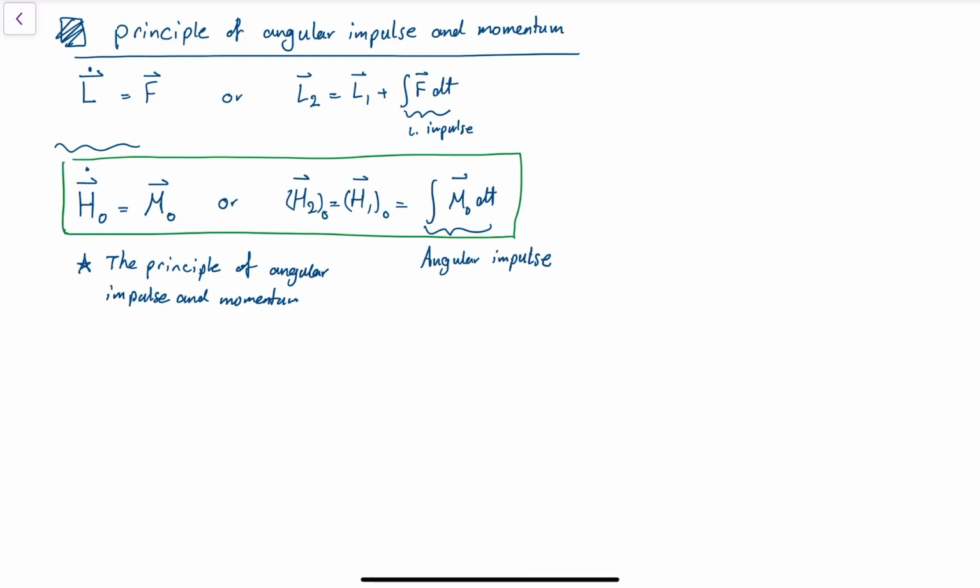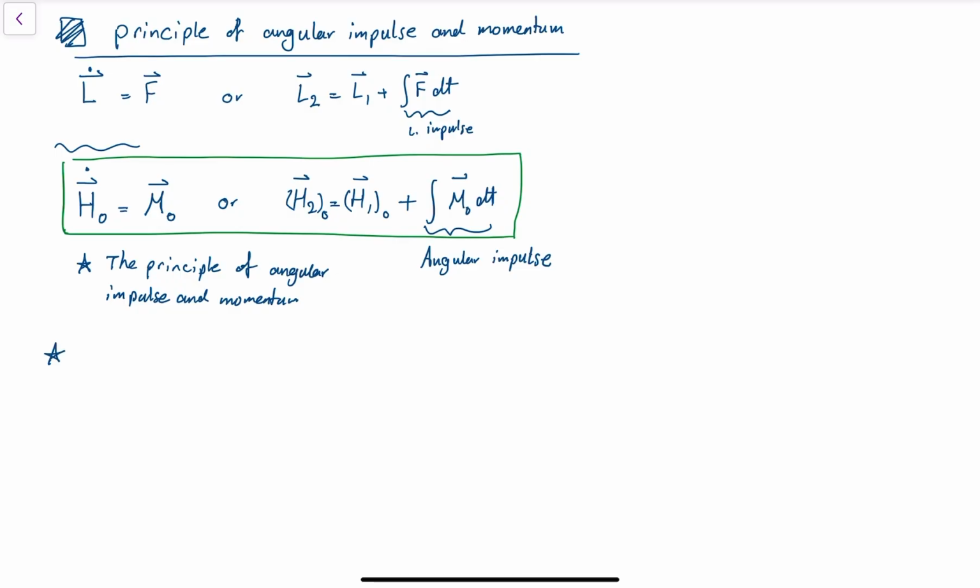So that is the principle of impulse and momentum. It says the original angular momentum plus the angular impulse throughout a time range equals the final angular momentum. And the rate of change of angular momentum is the instantaneous moment of a force, or moments about this point.